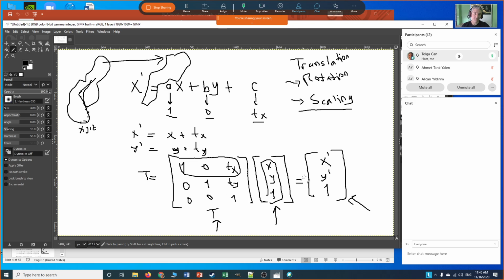If you find the new coordinates of all of the vertices, then you render the object. It will have the effect that the object is moved to a different place. If you have another object and you want to move it someplace else, you multiply it with another matrix, let's call it tx2, ty2. So based on the translation parameters you have, you may apply different matrices to move the objects.